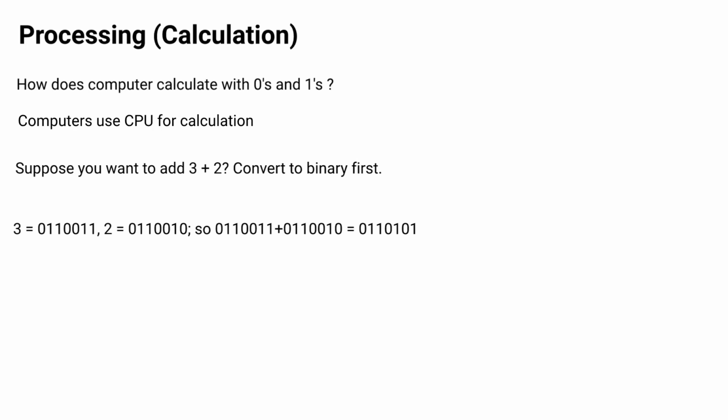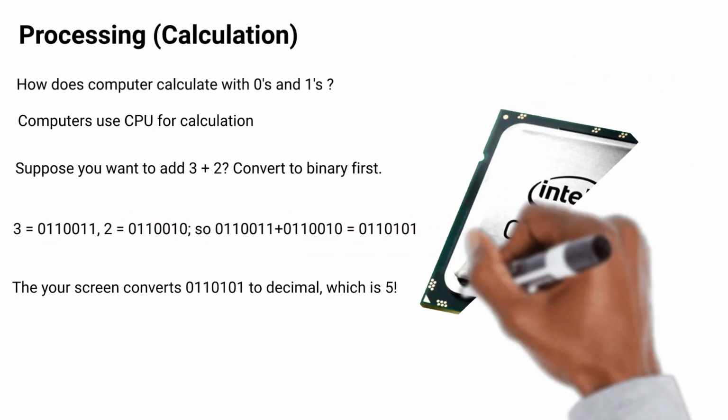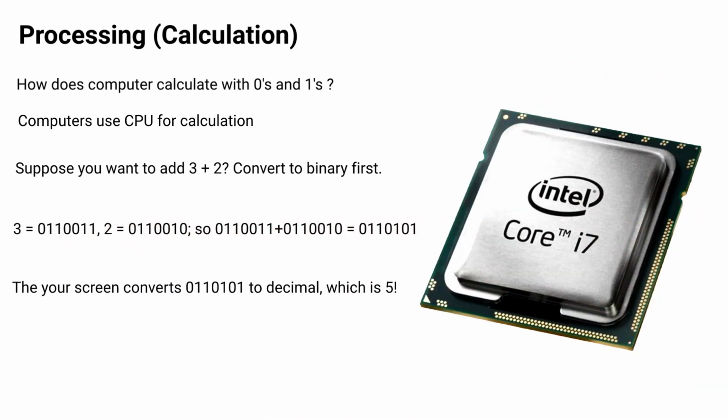So this is an example of what the CPU does. You also have this CPU in your computer. The CPU is the one that does all this calculation and will be able to give us the result that we want, right? So everything that you do, it is the CPU that does that.